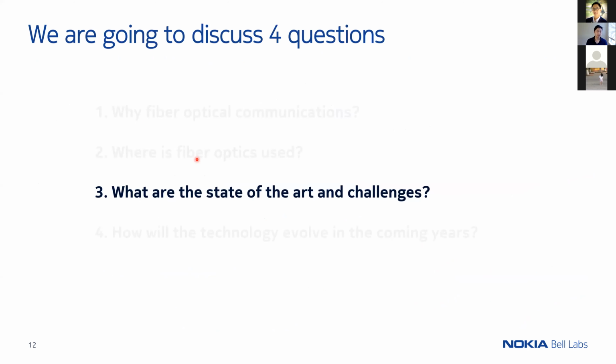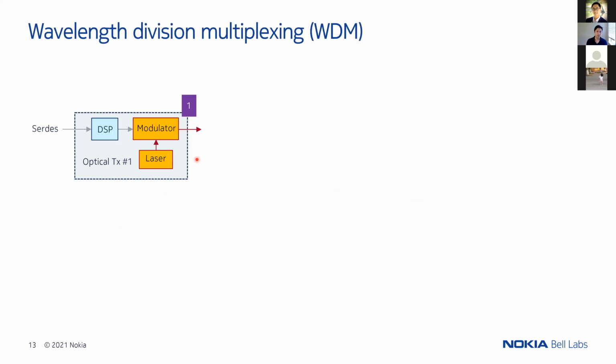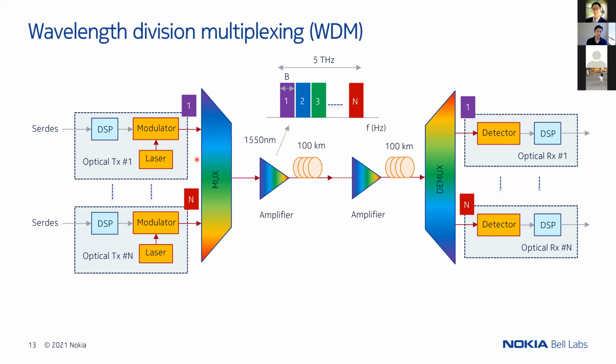So now let me discuss a little bit about optical transmission technology, the state of the art, and the challenges that we are facing. There is a variety of communication techniques in optical communication, but there are two main transmission techniques. But before going into detail, I would like to talk a little bit about wavelength division multiplexing, because it is very important in optical communication.